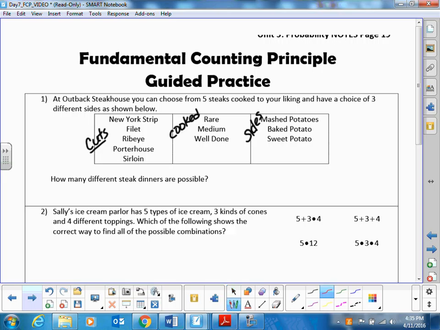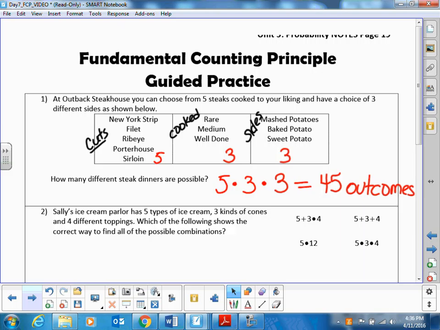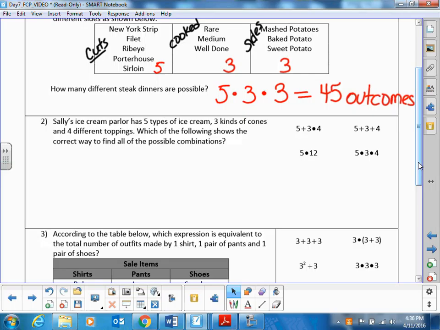Well, we've got 1, 2, 3, 4, 5 different cuts. We've got 3 different ways of cooking it and 3 different sides. So you take your 5 choices for the first one, multiply it times your 3 ways it can be cooked and your 3 different sides, and you get 5 times 3 is 15. 15 times 3 is 45. There are 45 different outcomes or 45 different combinations that you can do. And it's that simple. Fundamental counting, FCP, 1, 2, 3. You're just going to take it, multiply it out.